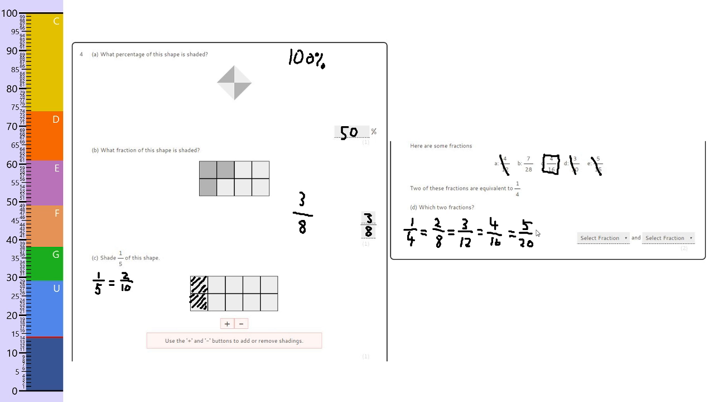Okay, so let's keep going to see whether 7 over 28 is. So it would be 6 over 24 and 7 over 28. So yes, that is in it. So the answers are B and C. Those are our 2 answers.